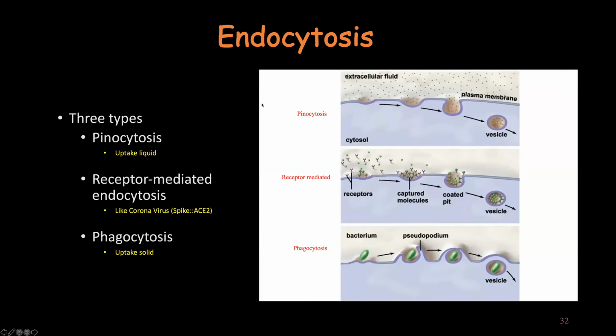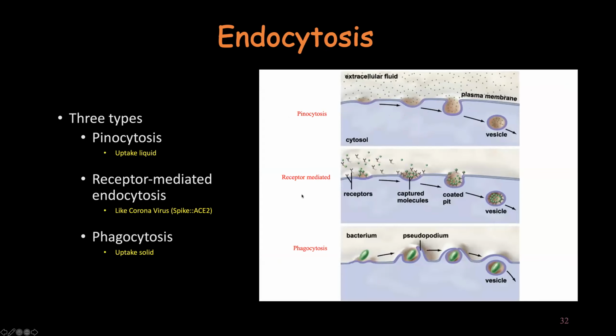Now, endocytosis can be of three types: pinocytosis, receptor-mediated endocytosis, and phagocytosis. So pinocytosis is uptake of liquid. You can see that here at the top. The extracellular fluid is packaged and taken in a vesicle.